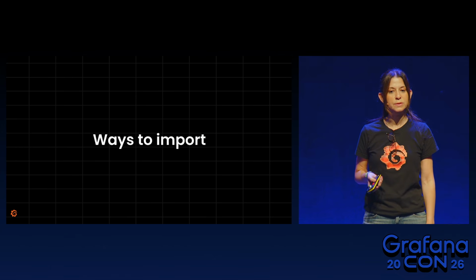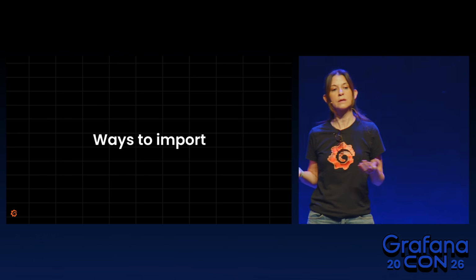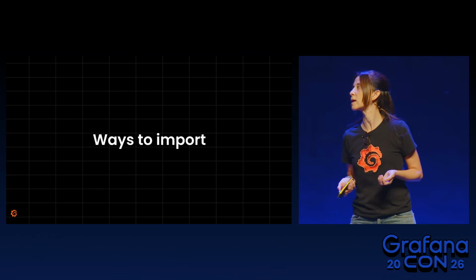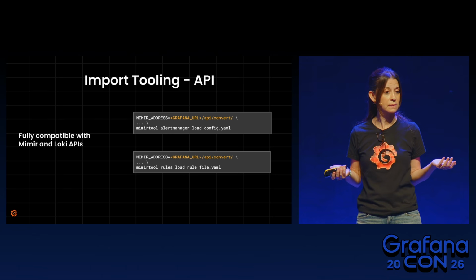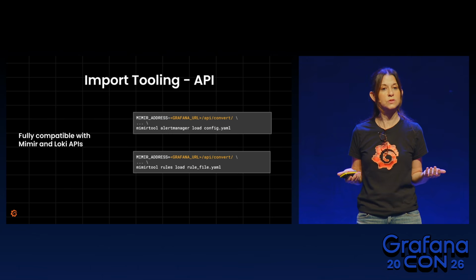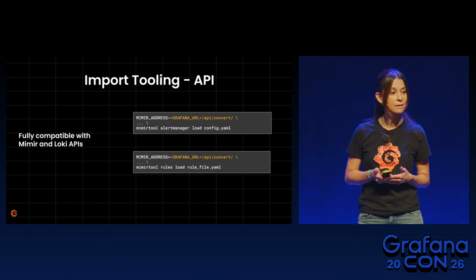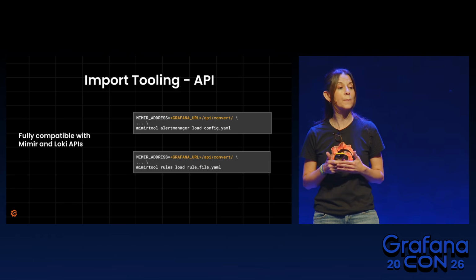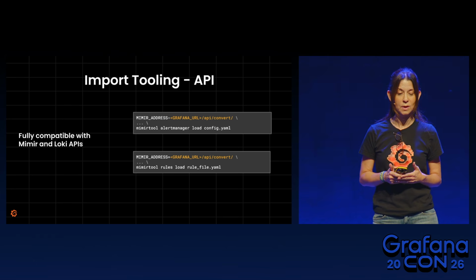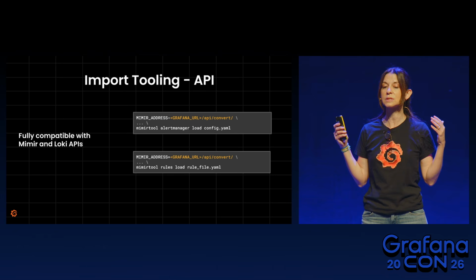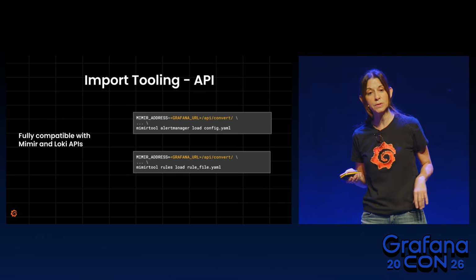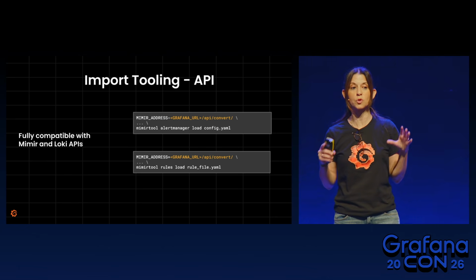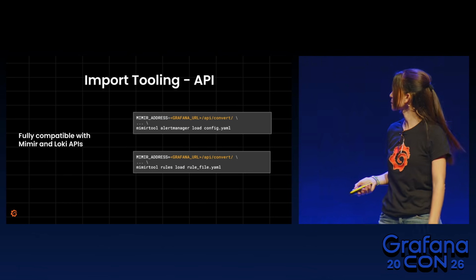There are two ways to import. One is using the API, and the other is using the UI. Let's talk about the API, because maybe you have everything in CI/CD, or maybe you have lots of data sources to import. In this case, your best option is using the API. This API is fully compatible with Mimir tool and Cortex tool. This means that you can continue using the same workflows, same commands. You only need to target the new import endpoint, and your alerting system will be automatically imported into Grafana.